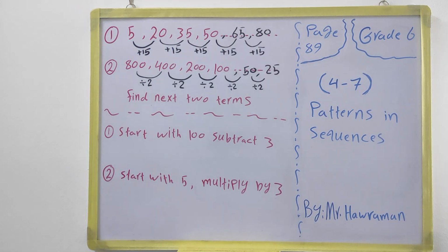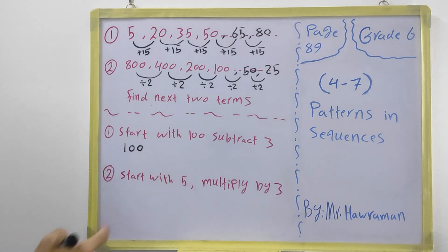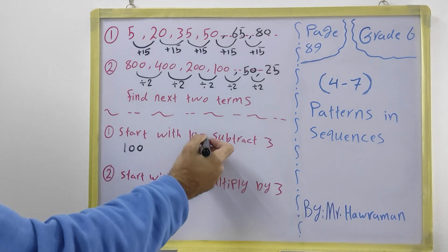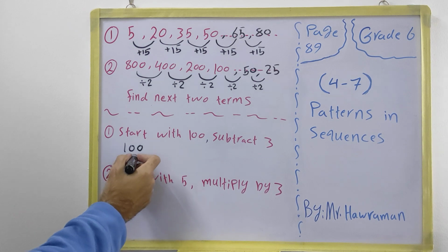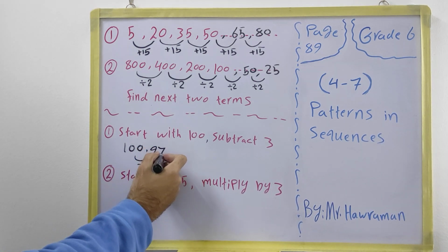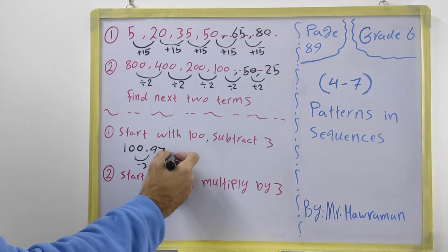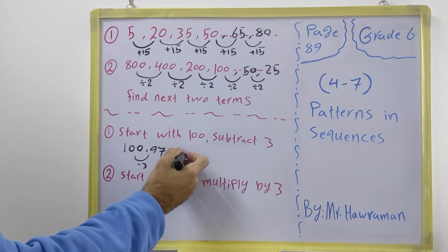For this one, it tells you the rule. Just write the terms, write the sequence. In this case, normally we write four numbers. It tells you to start with what? Start with 100. And what's the change? Subtract 3, minus 3. Minus 3 for the next term, it should be 97. Minus 3 for the next term, 97 minus 3.